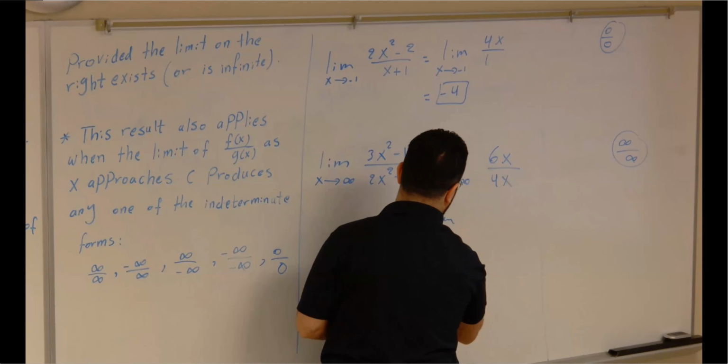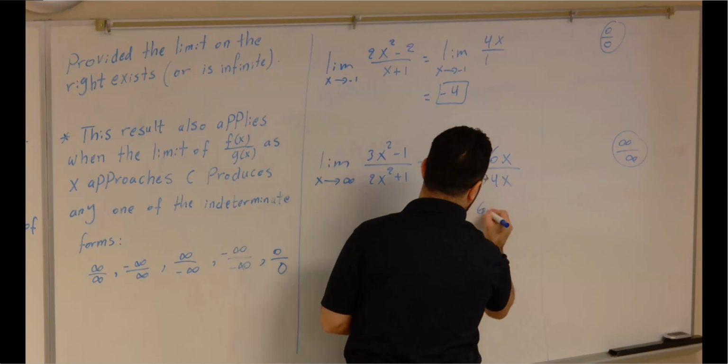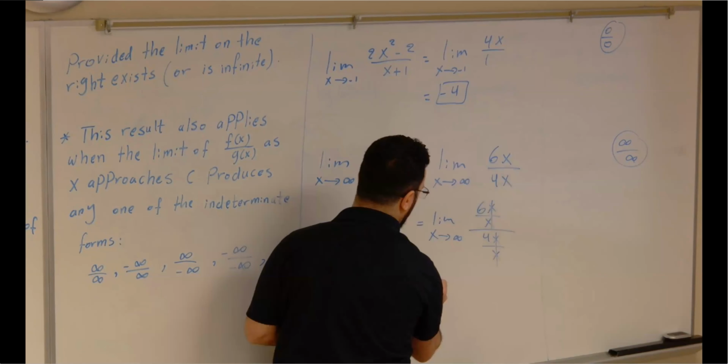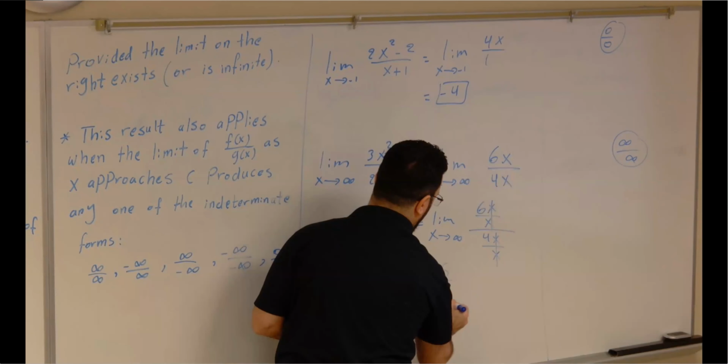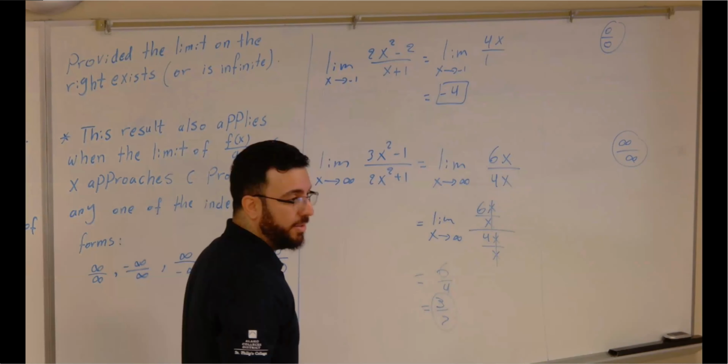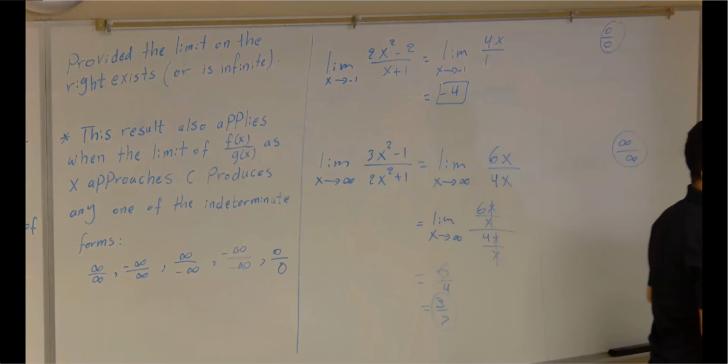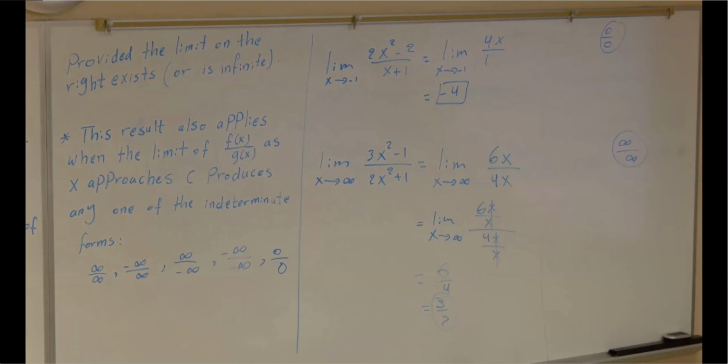the limit as x approaches infinity. 6x you divide by x, and 4x you're going to divide by x. Cancel these, 6/4, which is equal to 3 over 2. It does the same thing. Because we satisfy this condition, we can use the L'Hôpital rule. Okay? You got it? Let's jump to the examples.